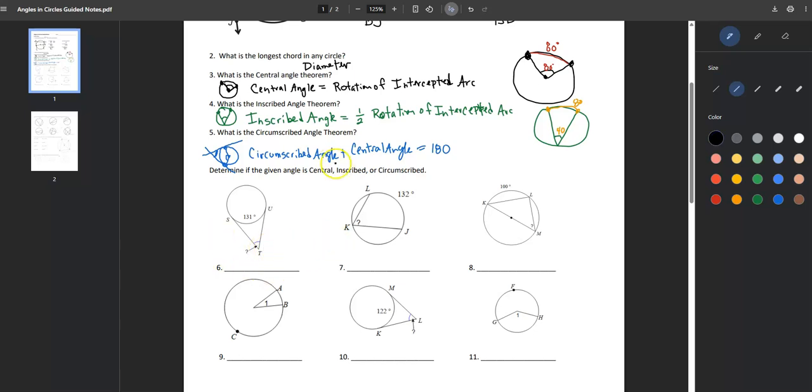So all I've got to do is identify whether it's a central, inscribed, or a circumscribed angle. So if I look at this first bit, the angle that I'm given right here, this is a circumscribed angle. This one's an inscribed angle. Again, this one right here, same thing. This is an inscribed angle. It's made up of two chords.